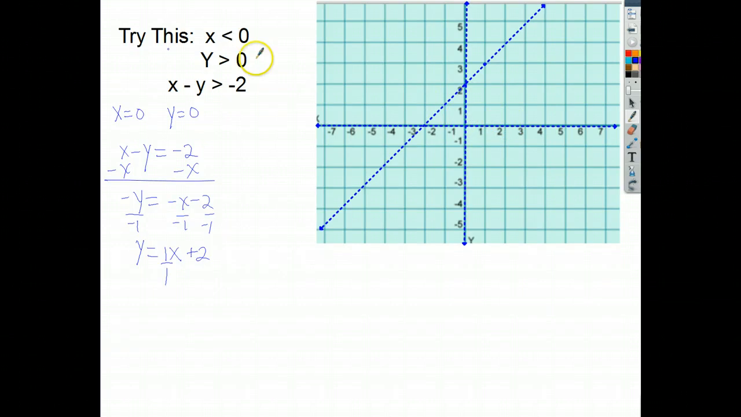Let's take 0, 0 and plug it into this one. So is 0 minus 0, which is 0, greater than negative 2? True. This works, so we shade toward the origin, and I'm just going to indicate I've got basically 3 different sections of this line. So I'll indicate on all 3 of them that we're shading, I guess, down and to the right.